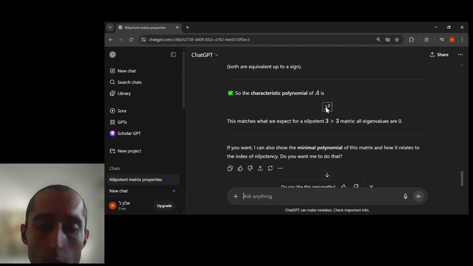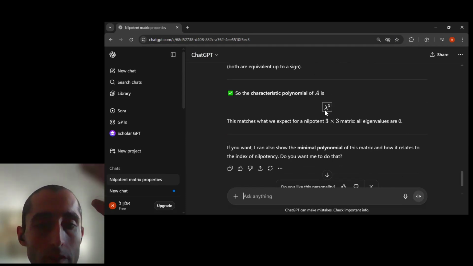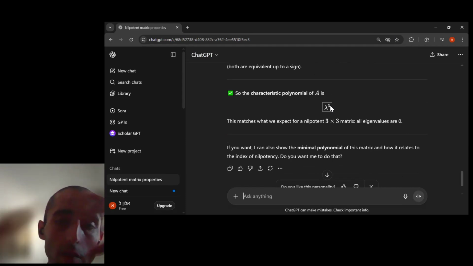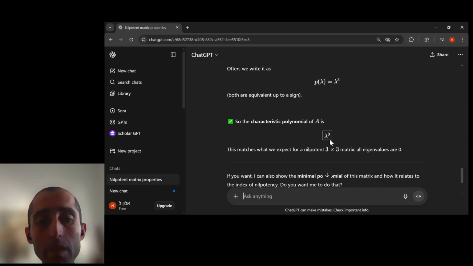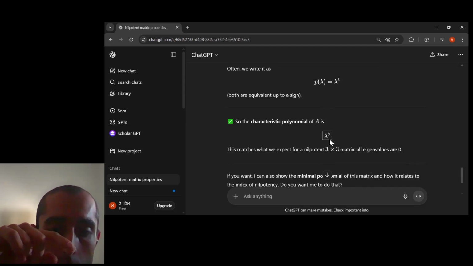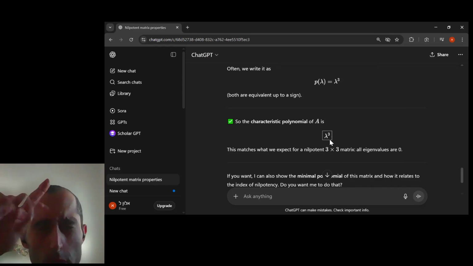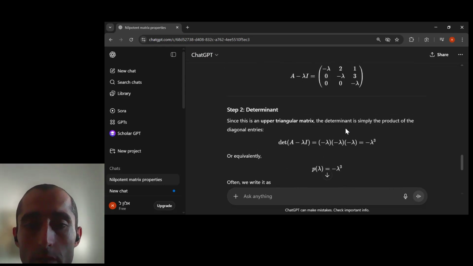So you can see that this is the characteristic polynomial of A. Lambda to the power of 3 or x to the power of 3, whatever you want, but this is the characteristic polynomial of a nilpotent matrix: x to the power of something. Something what? The nilpotent index. Now, this is very important because if you think about the eigenvalues of those matrices, for this characteristic polynomial, it will always be zeros. Namely, for nilpotent matrices, the only eigenvalue is zero.